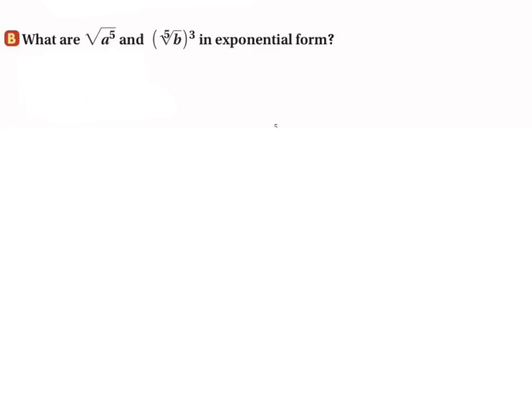All right, this time they're asking us to go from radical to exponential form. So let's start with the first one. We've got the square root of the square root of a to the 5th. And so we know that our index outside here is a 2. So we've got a, it was to the 5th power, and then it was the square root, so we put a 2 there.